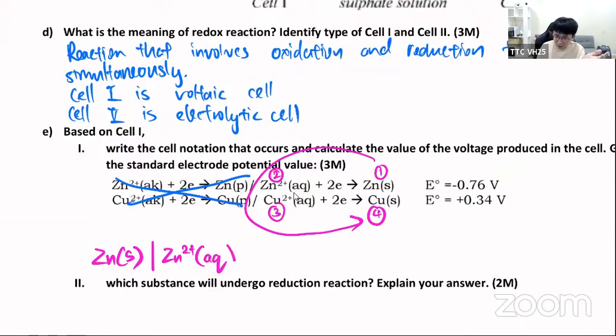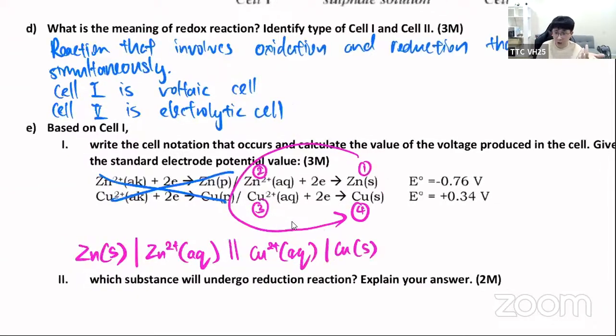Just close the bracket, okay? Because after the bracket, it will be moving on to Cu2+, right? So now if you change chemical, it means you go over the salt bridge. So you're supposed to have a double line here to indicate the salt bridge to the next chemical, Cu2+ (aq), and the last line, Cu (solid). So that will be a cell notation.